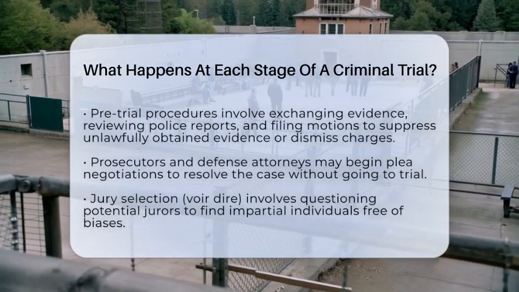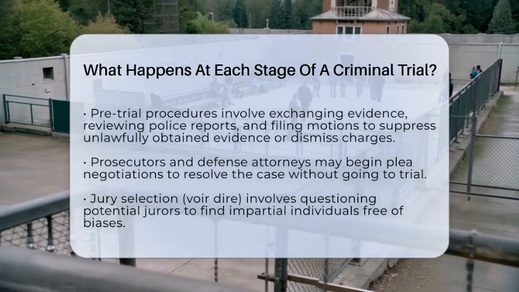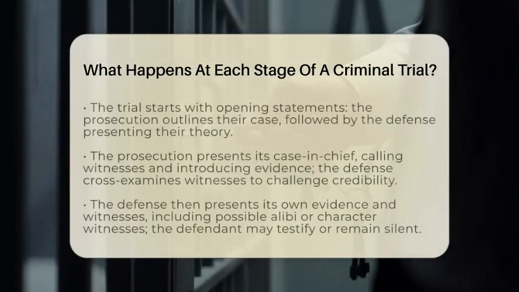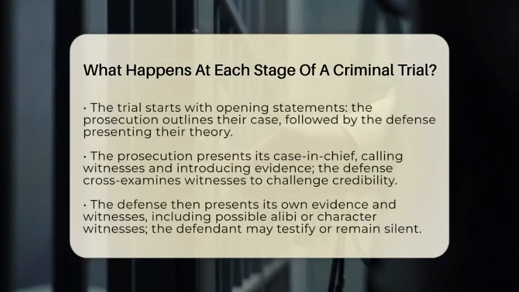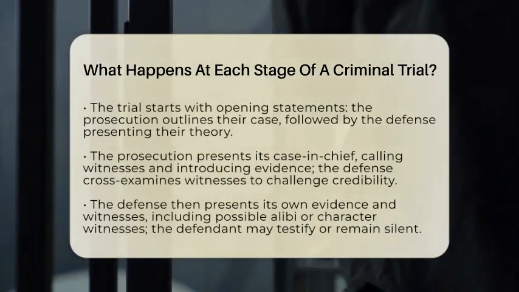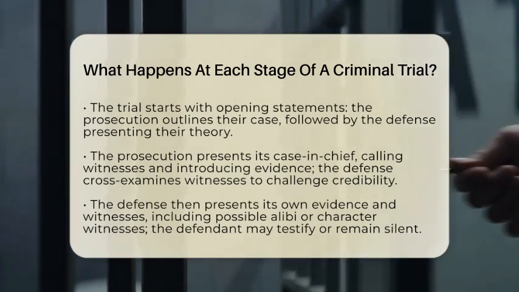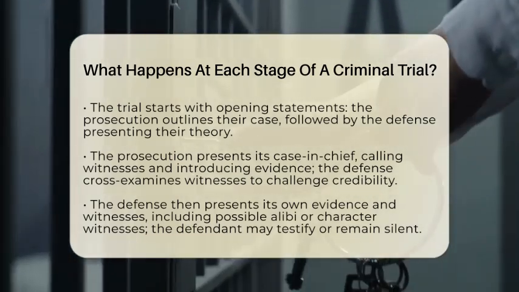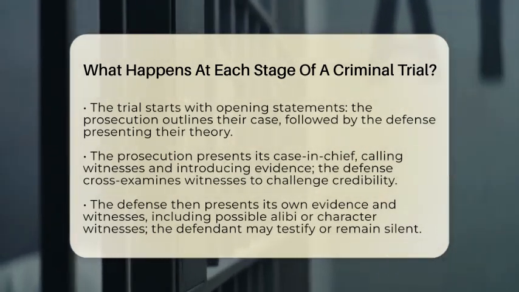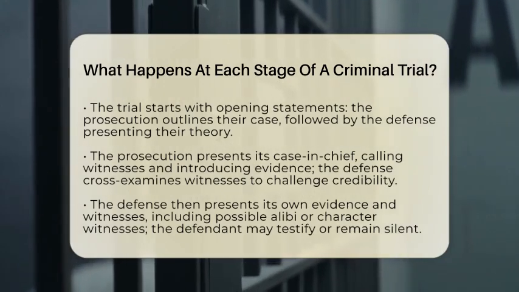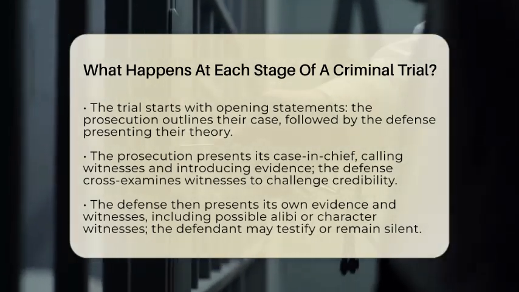Next comes jury selection, also known as voir dire. If the case involves a jury, potential jurors are questioned by the judge, prosecutor, and defense attorney. The goal is to find impartial jurors who can decide the case fairly. They look for biases or conflicts that might influence their judgment.